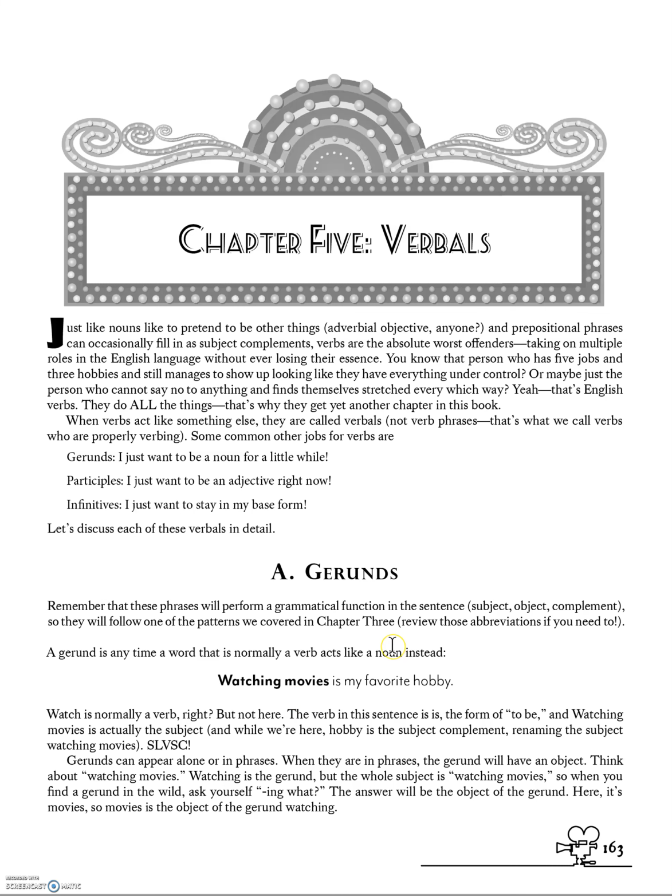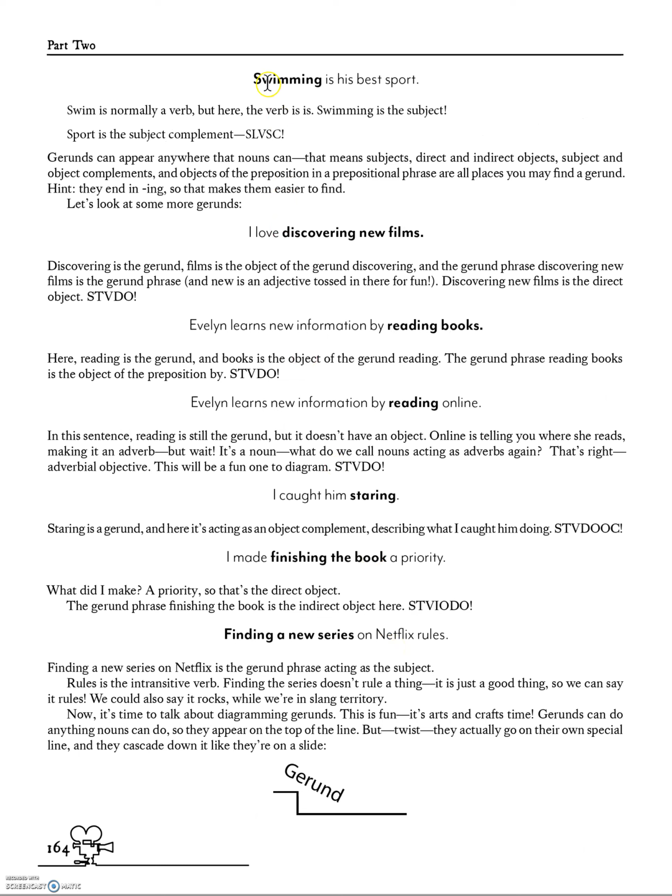Let's practice this a little bit more. All right, so if you say swimming is his best sport. Swimming, yeah, swim, that's a verb, but not today. Today, swimming is a gerund with that ing, and it is acting as the subject of the sentence. The verb in this sentence is actually is, right? It's a linking verb. So swimming is sport is this sentence. So you've got a subject, linking verb, subject complement.